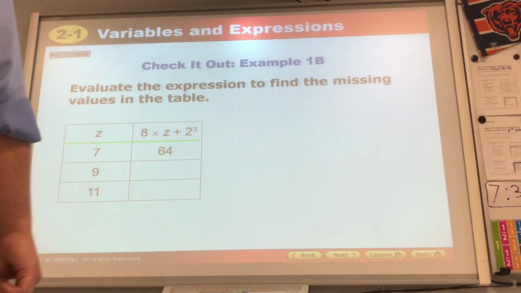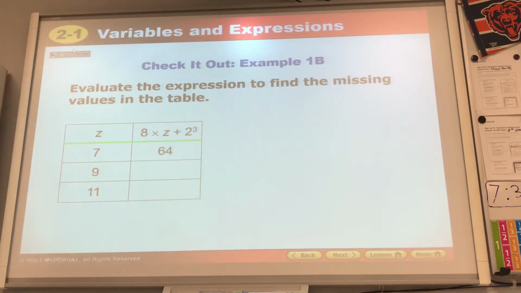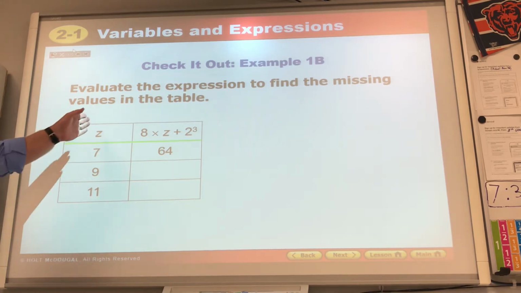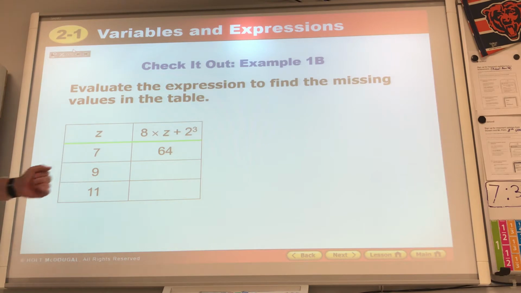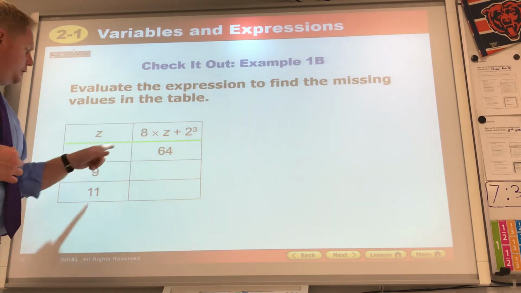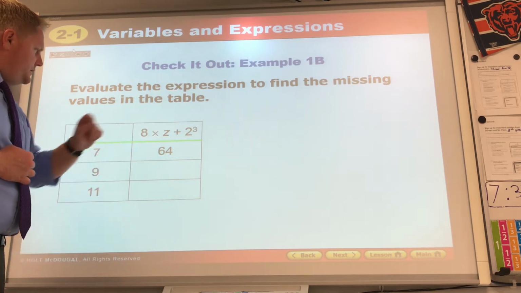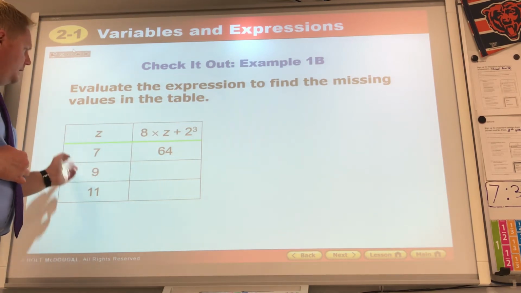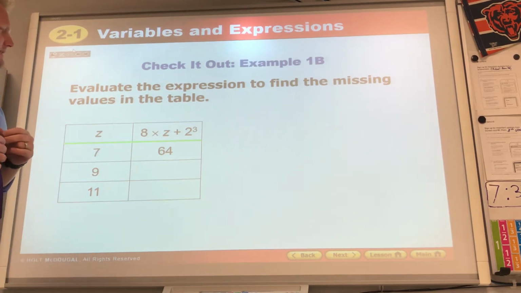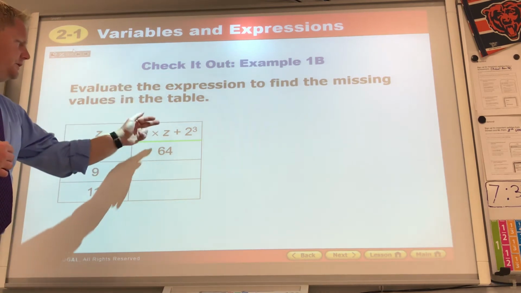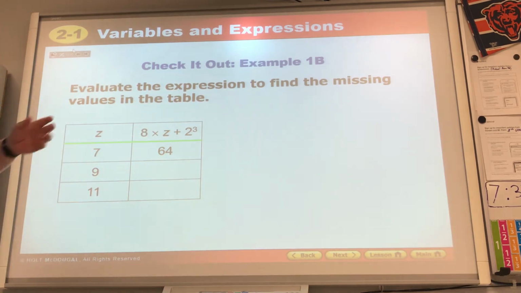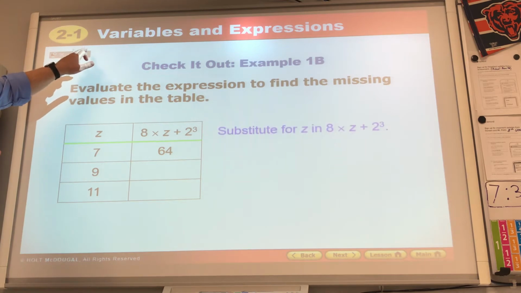All right, 6th grade. This is where we left off yesterday. It was our last problem of the day. We literally are working on putting in whatever the variable number is into the equation. So 7 goes in where the z was. That's how they get 64. 9 goes in where the z is. That's how you got 80. 11 went in for where the z is. That's how you get 96. Many of you proved you could do that very well.